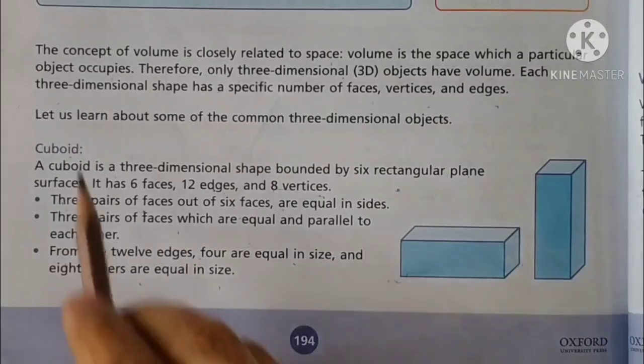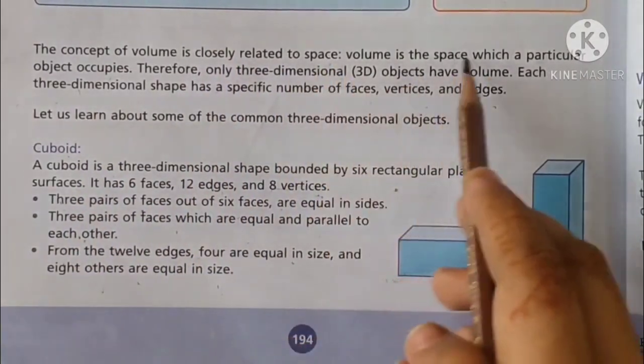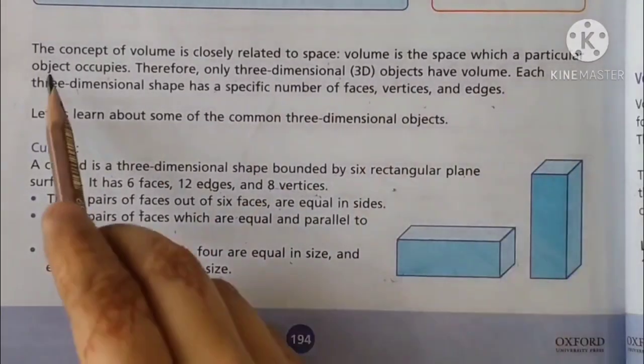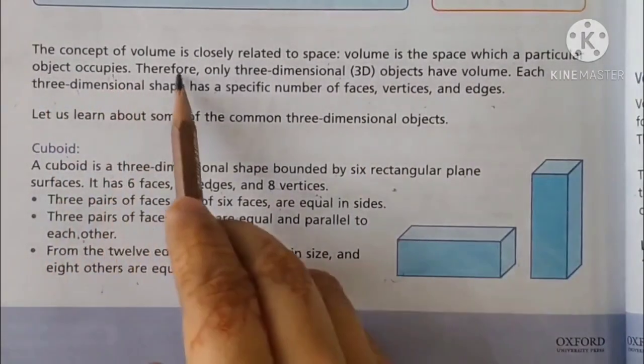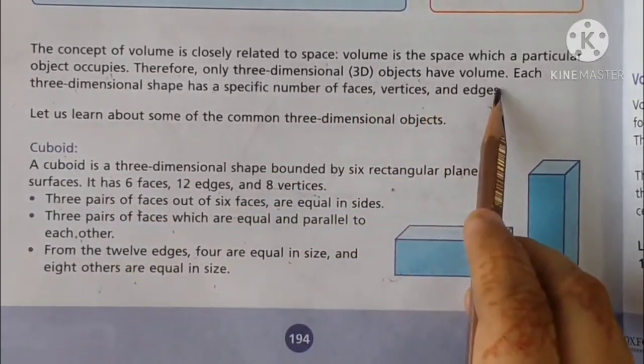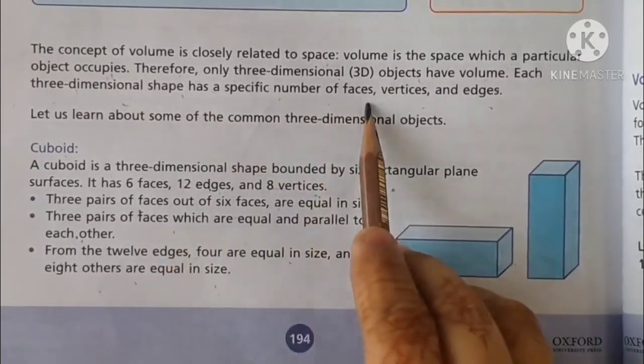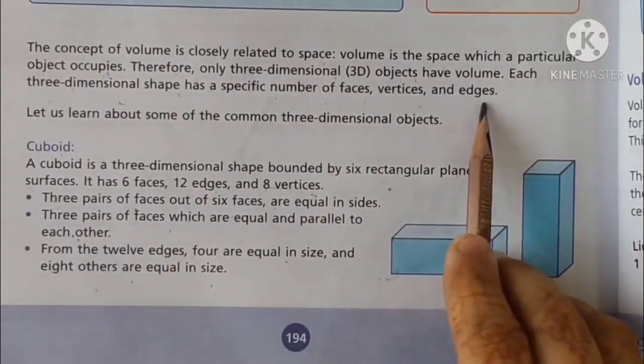Now, dear students, the concept of volume is closely related to space. Volume is the space which a particular object occupies. Therefore, only three-dimensional 3D objects have volume. Each three-dimensional shape has a specific number of faces, vertices and edges.